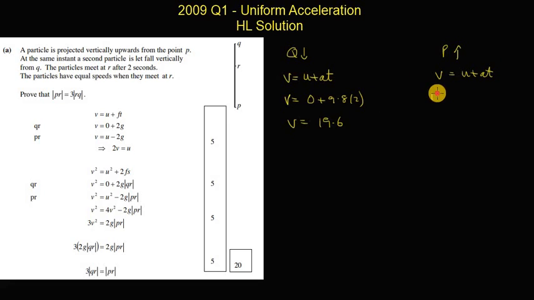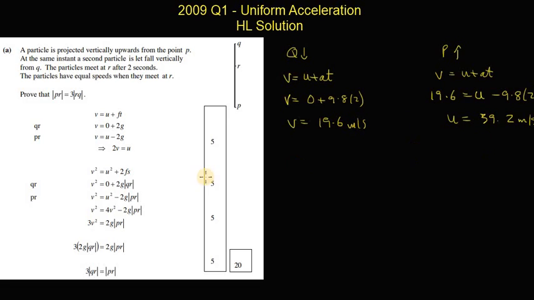Now I know that for this particle, v is equal to u plus at as well. I know that 19.6, because that's going to be the same when they meet, is equal to, we don't know its u, we do know that acceleration is going to be pushing down against this, minus 9.8 by 2 as well. So we're going to get that u is equal to 39.2 meters per second. That's its velocity when it starts off.